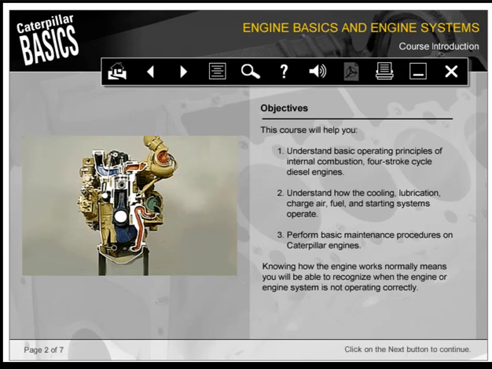This course will help you understand basic operating principles of internal combustion four-stroke cycle diesel engines. Understand how the cooling, lubrication, charge air, fuel, and starting systems operate, and perform basic maintenance procedures on Caterpillar engines. Knowing how the engine works normally means you'll be able to recognize when the engine or engine system is not operating correctly.